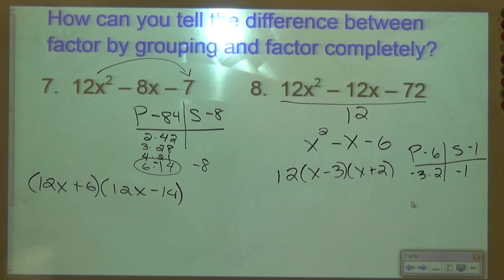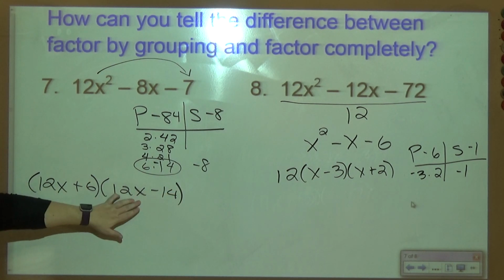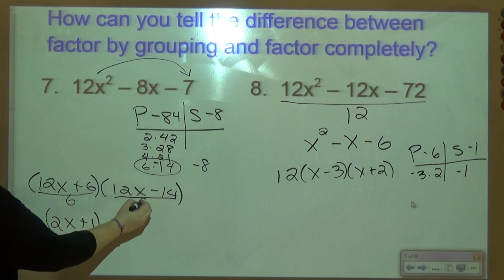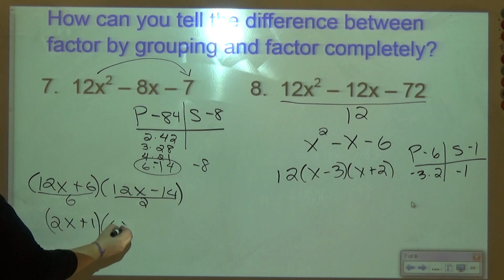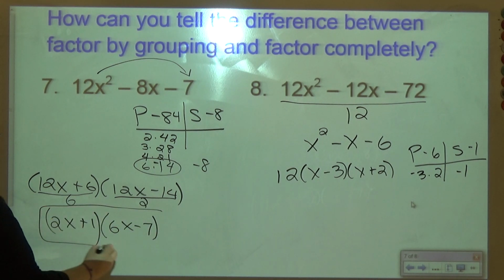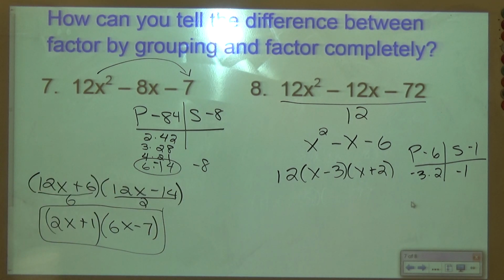What do you notice here? Can we divide everything by 12? We can't. So you still have to find the GCF though. What can we divide both of these by? 6. We divide both of those by 6 and we get 2x plus 1. These we can divide by 2. 6x minus 7. So look at the answers. They're very, very different.